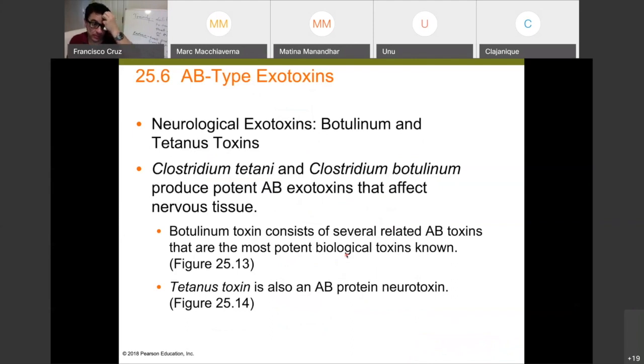Now we're going to talk about neurological exotoxins. Clostridium, which is a spore-forming gram-negative, and it affects nervous tissue. There's two different mechanisms.